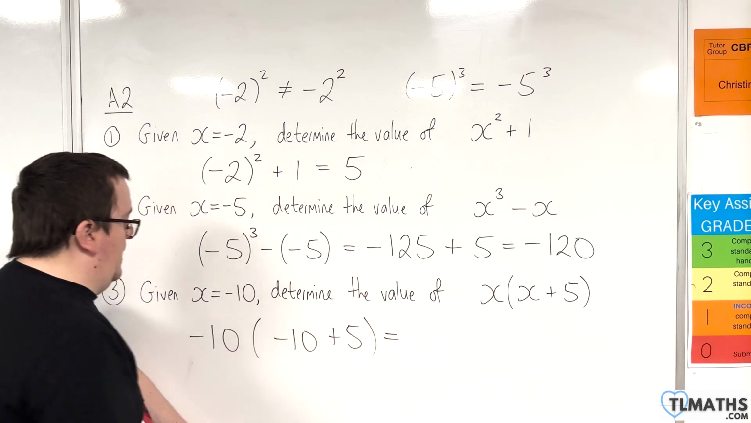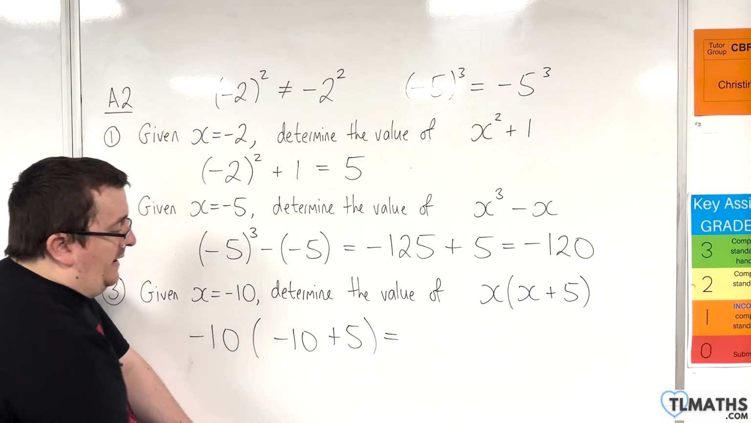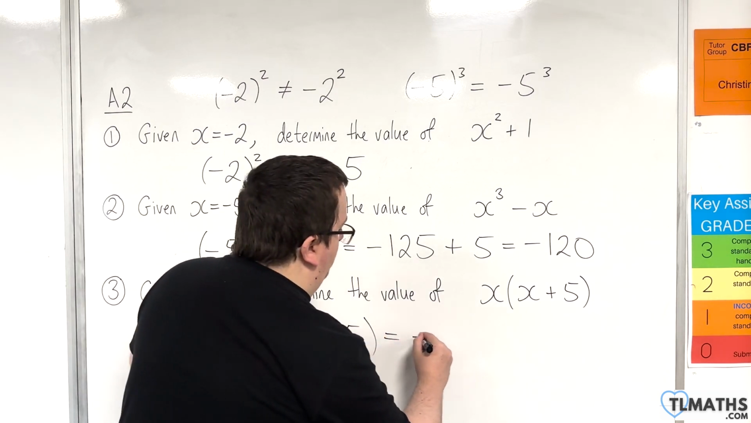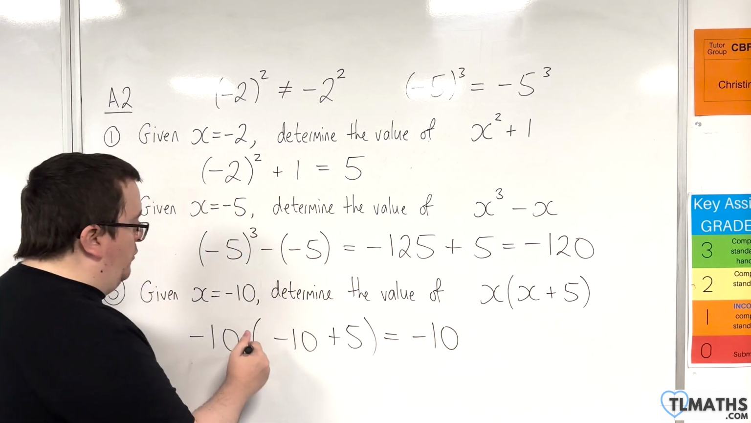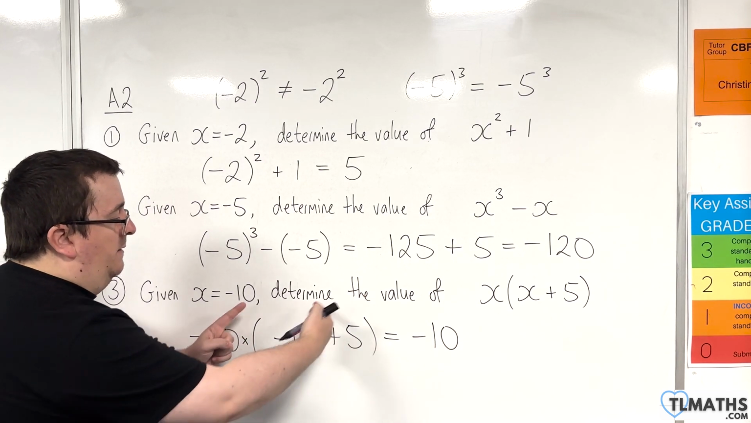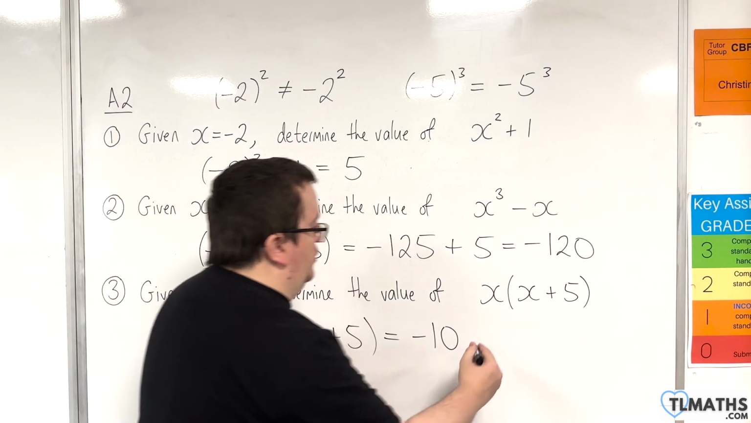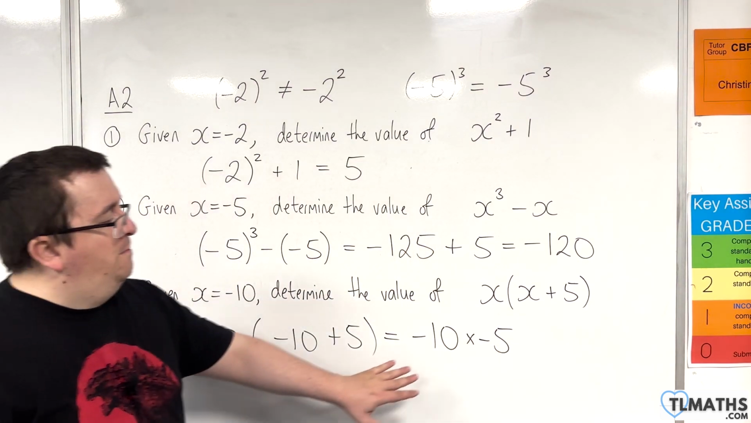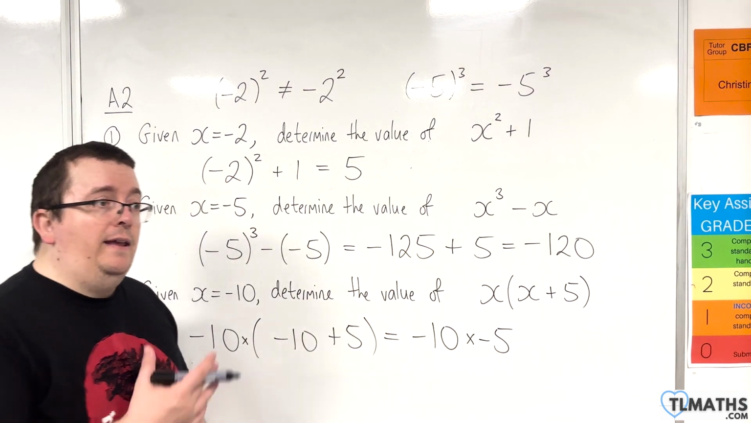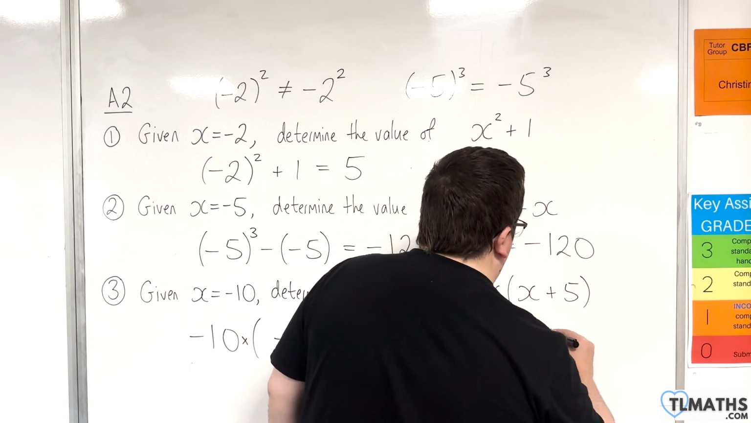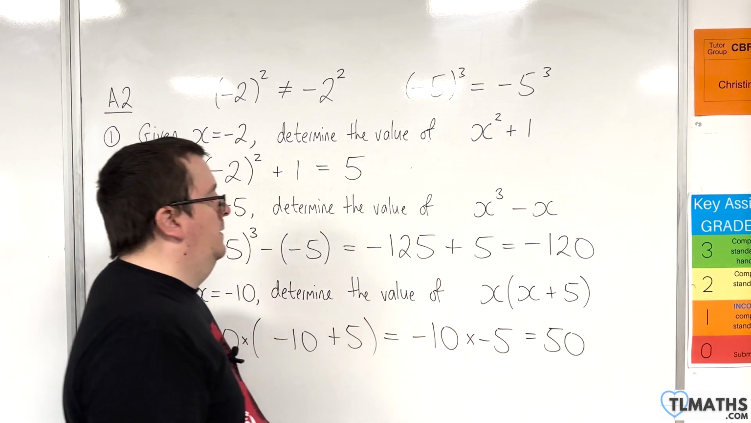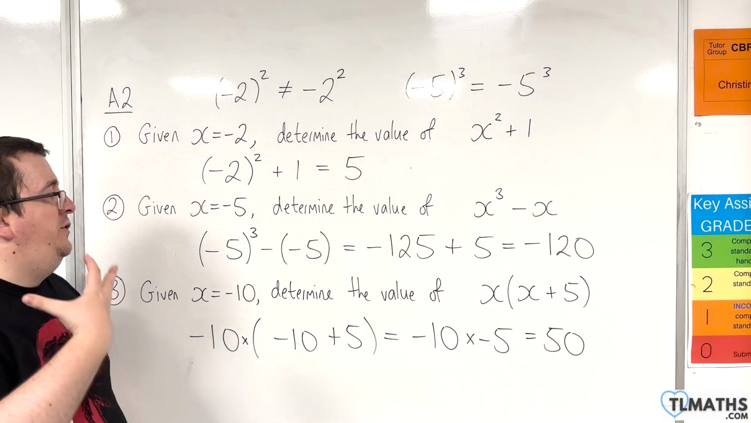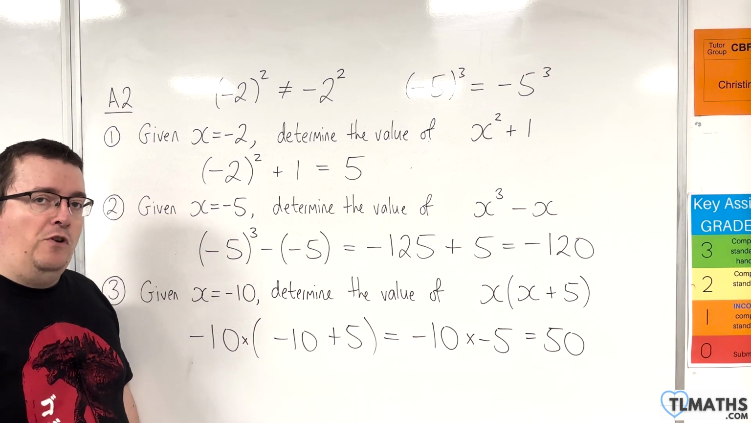So what do we have here? Well, we'll deal with what's in the bracket first. Minus 10 plus 5 is minus 5. So we have minus 10, and then, of course, we are timesing by the answer that we just got, which is minus 5. So minus 10 times minus 5 is 50. Okay, so be careful when substituting negative values into expressions and formulae.